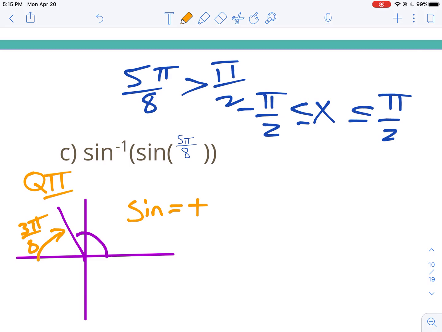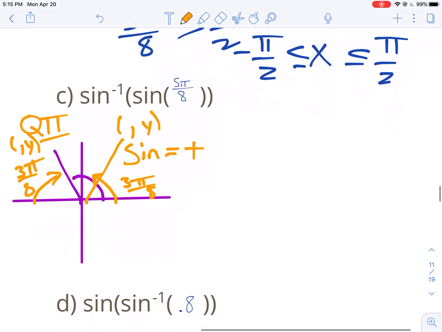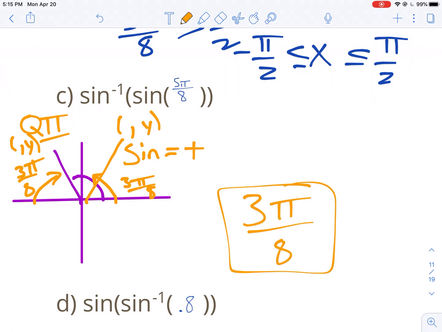So since sine is positive, that means it's going to have the exact same sine value as an angle that is 3 pi over 8 here. These have the exact same sine value because their y values are going to be the exact same. And now that I know that, my answer here is actually going to be 3 pi over 8, because it's 3 pi over 8 away from that x-axis in the positive quadrant. And that is how I figured that out.